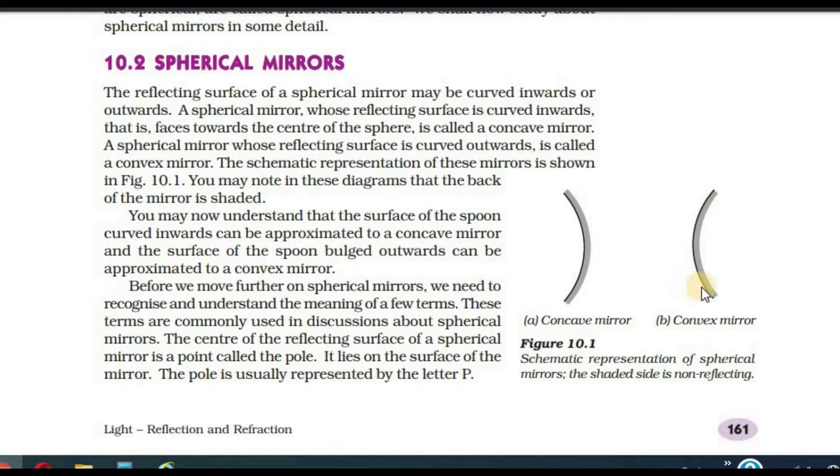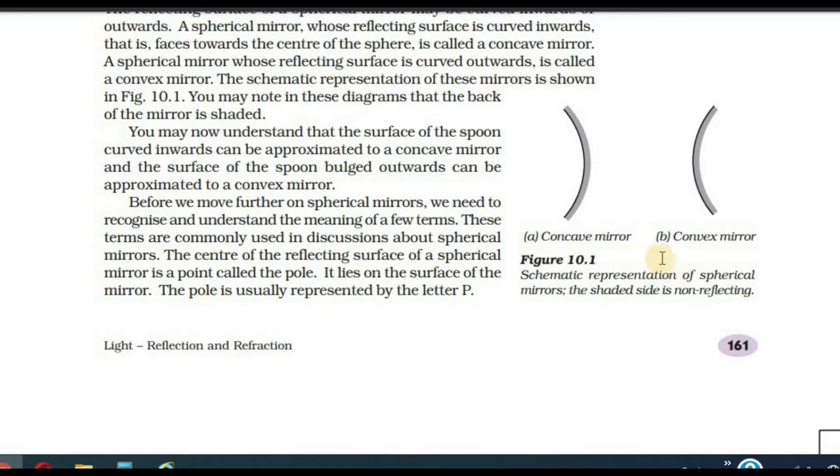Whereas for the convex mirror, the reflecting surface is curved outwards. A spherical mirror whose reflecting surface is curved outward is called a convex mirror. So this is the concave mirror. The spherical mirror whose reflecting surface is curved inwards is called a concave mirror, whereas one whose reflecting surface is curved outward is called what? Convex mirror.